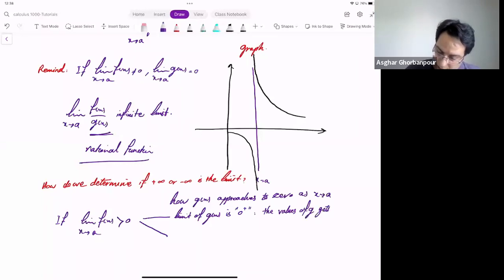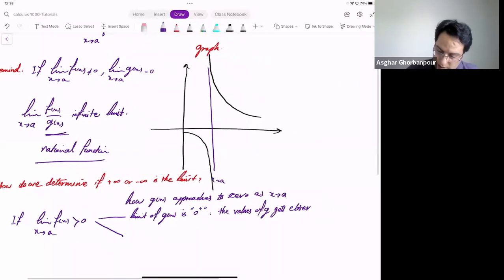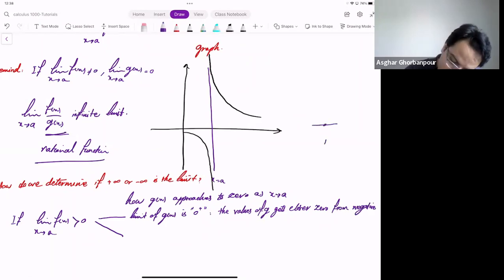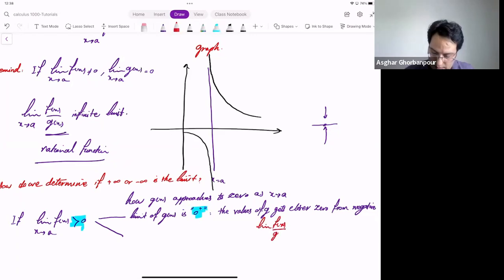By that, we mean the values of the denominator get closer to zero from the positive side, because we can get to zero either from below or from above when it comes to the values of the function. So if it gets there from the positive side, this is positive, this is positive, this is positive, and the limit will be plus infinity. Just multiply the signs.